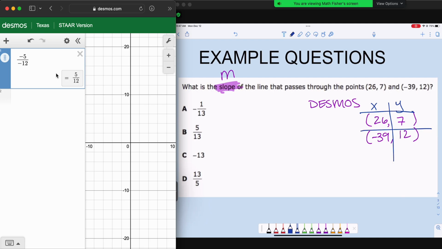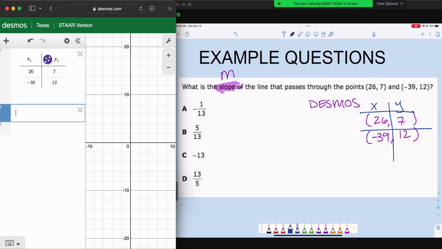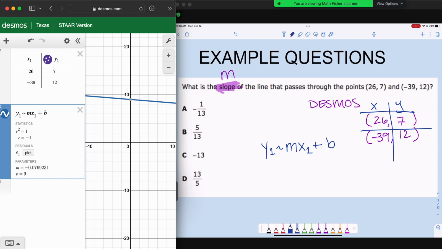So we're going to go to Desmos. I'm going to click this little X, press plus, table, put our values in, 26, 7, then negative 39, 12. Then we're going to type in the equation. y1 squiggly line mx1 plus b. So let's type in y1 squiggly line mx1 plus b. And we have m equals negative 0.076923.